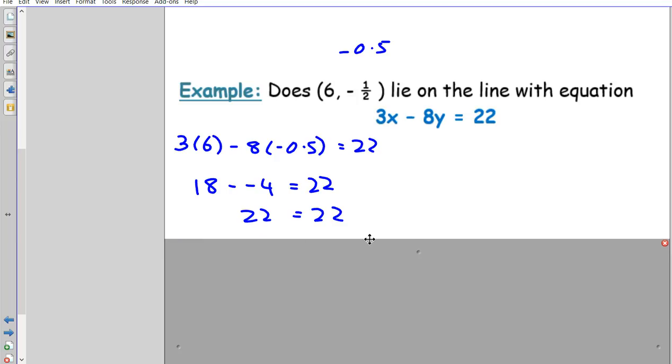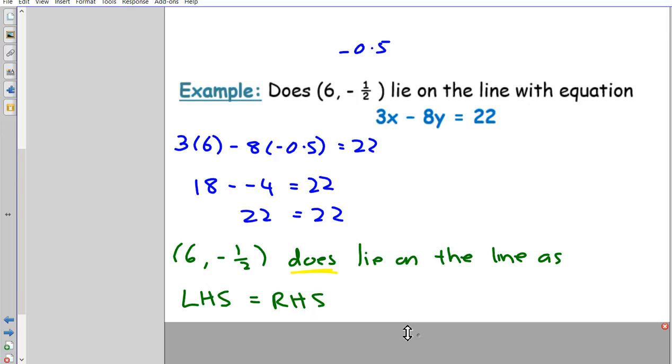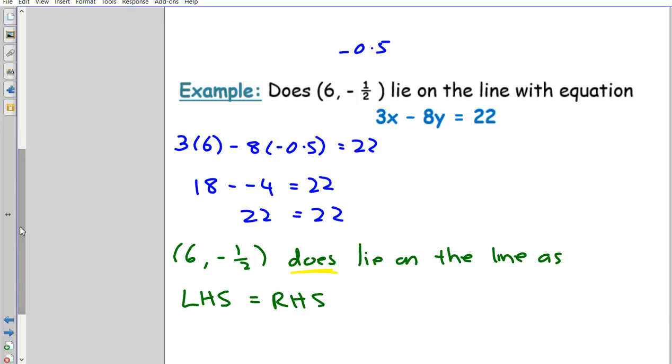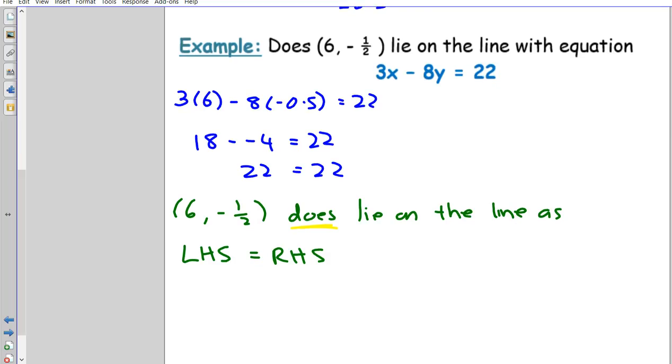So we have the case where the left-hand side does equal the right-hand side. So we can have an equals sign here now, not a not equals. We can say this coordinate, (6, -1/2), does lie on the line as the left-hand side equals the right-hand side. Smiley face. And that's the end of the lesson now.